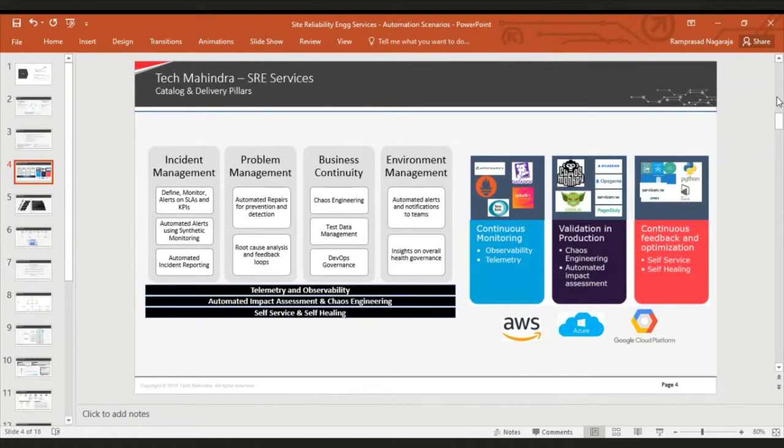It's not very different at this level to what you would perhaps be doing earlier in terms of traditional production support. However, what has changed now is in each of these pillars, the inclusion of tools and automation capability. So, for instance, in incident management, we now have standard methodologies of how do you go about defining your service level indicators, service level objectives, therefore your SLAs.